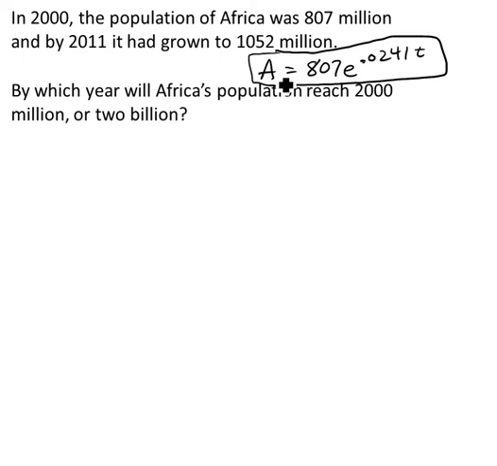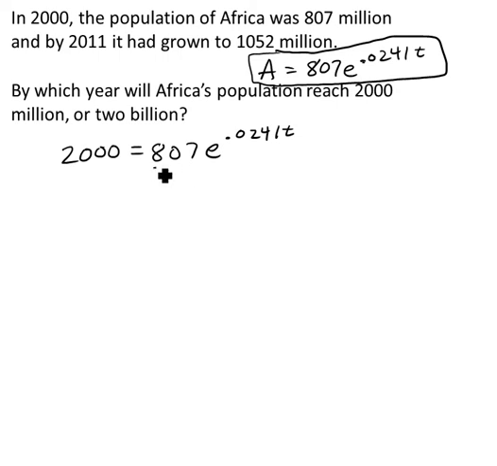So we're going to plug 2,000 in for A, because in our exponential growth function the A represents the population. And we're going to solve this for t, which makes sense because our question is by which year, and t would be an amount of time. Specifically, t would be the number of years since 2000, since 2000 is our initial point, and we used that 807 million as our initial population. So whatever number we get for t, that's the number of years since 2000.